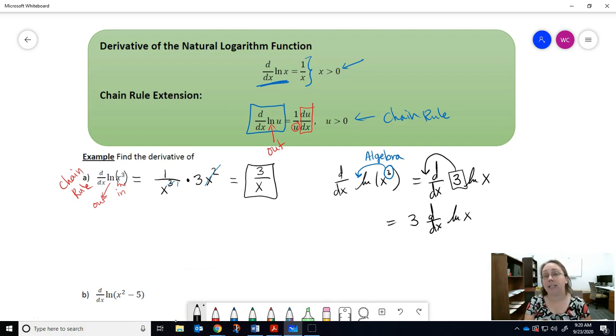Now, ln of x has its own derivative rule. It's just 1 over the inside, and that's it. Why is that it? Because then you multiply it by the derivative of x, which is just 1. So the chain rule doesn't add any information. So the 3 chills out.